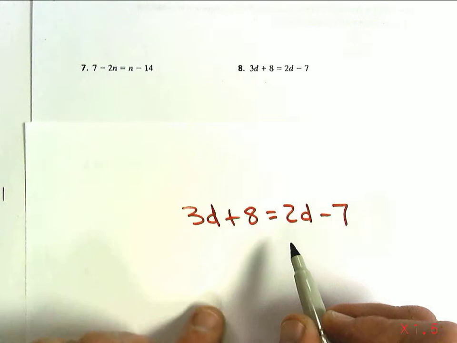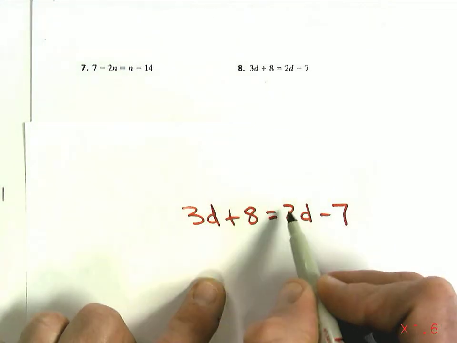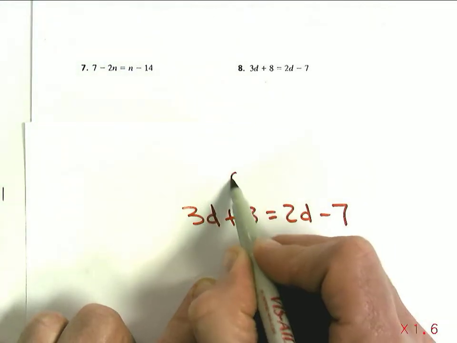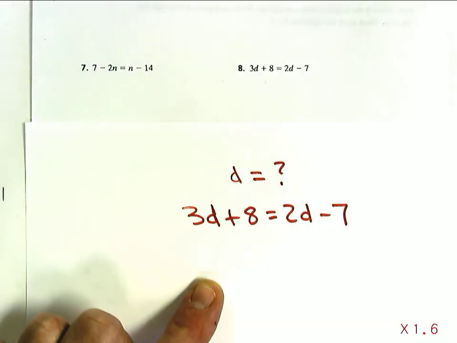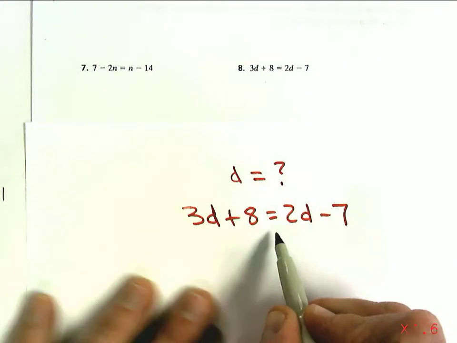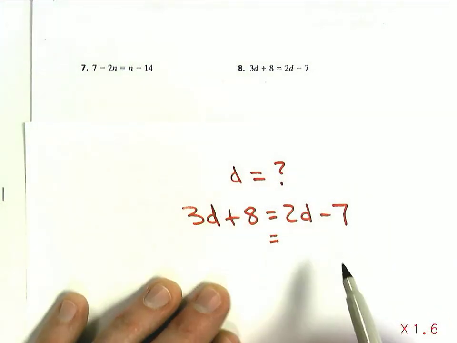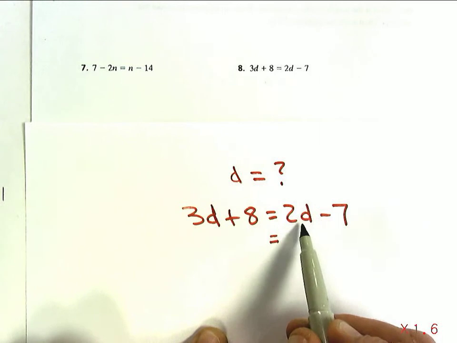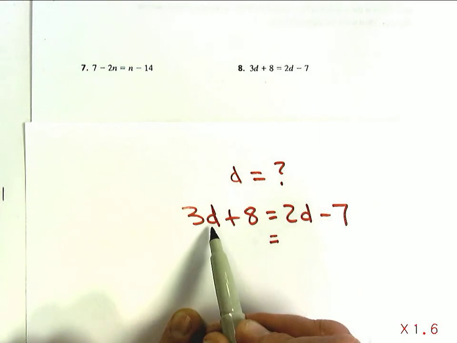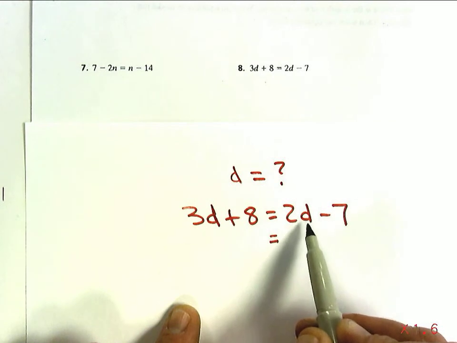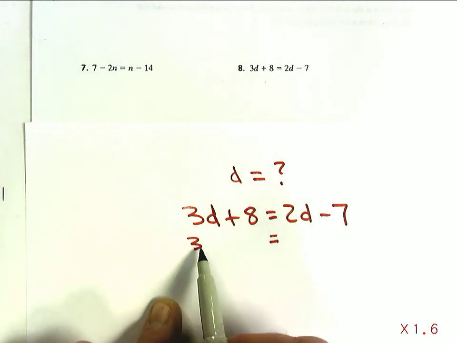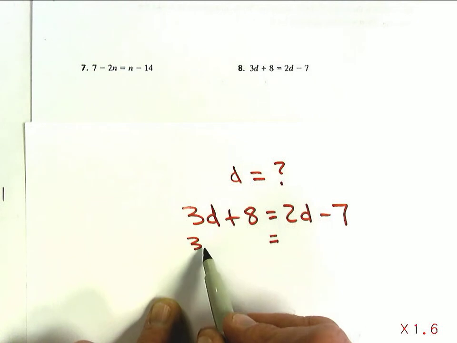And what I really want is d on one side, all the d's. So I want to say d equals something. That's what I want to get to. And so the way that I do that is think of the equal sign as staying in the middle. And over here I have a 2d, and over here I have a 3d. There's more d's over here than here. So what I'm going to do is leave this side alone for the moment.